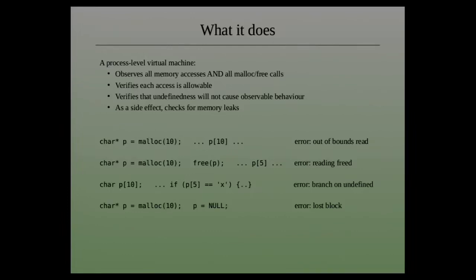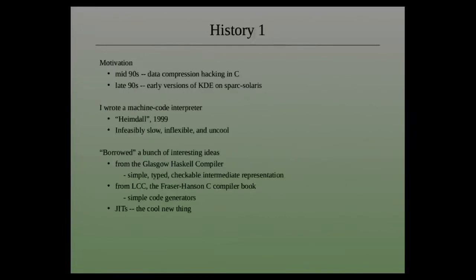So I want to talk quite a bit about some history of the thing. And in particular, where did this come from? So, like many open source projects, this started as a scratch-an-itch thing. In the mid-90s, a long time ago now, I was doing a bunch of data compression hacking, and I didn't like the fact that I didn't have a way to check my code for the problems that we just saw. Particularly because you want your data compression programs to work reliably.